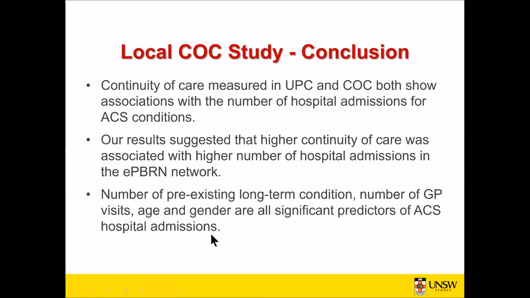So in conclusion, the continuity of care measured in UPC and COC did both show associations with the number of hospital admissions for ACS conditions. Our results suggested that higher continuity of care was actually associated with a higher number of hospital admissions in the ePBRN network. The number of pre-existing long-term conditions, as well as number of GP visits, age, and gender, are all significant predictors of ACS hospital admissions.